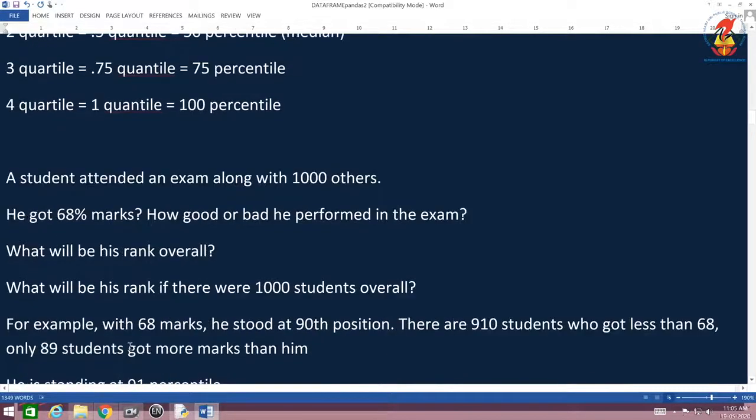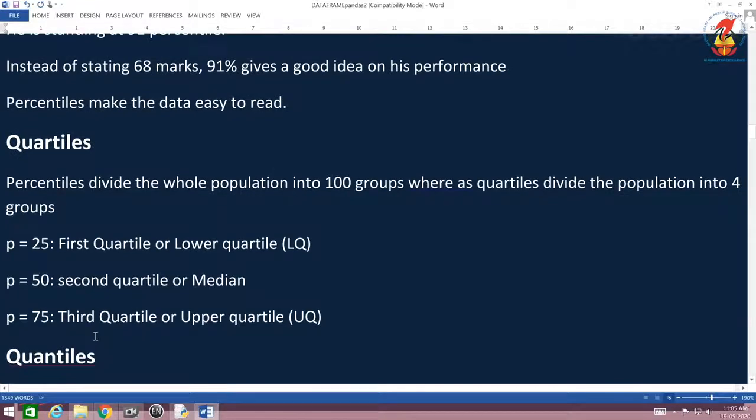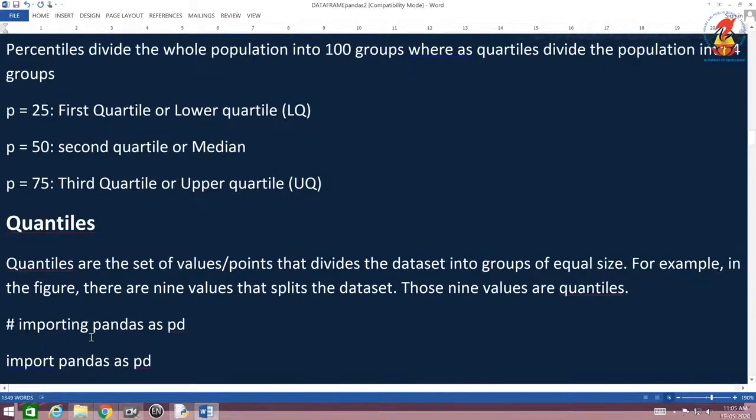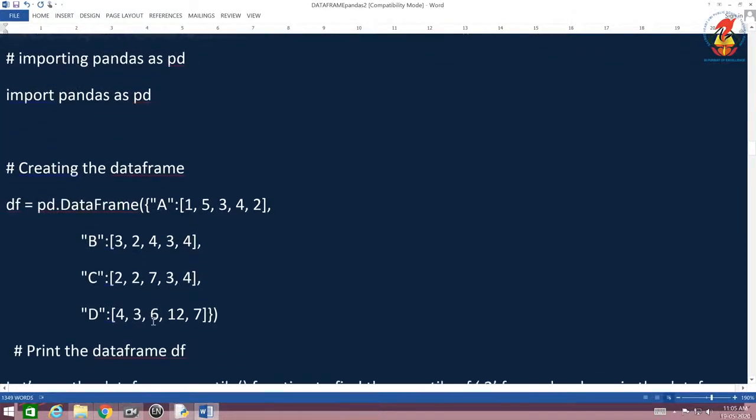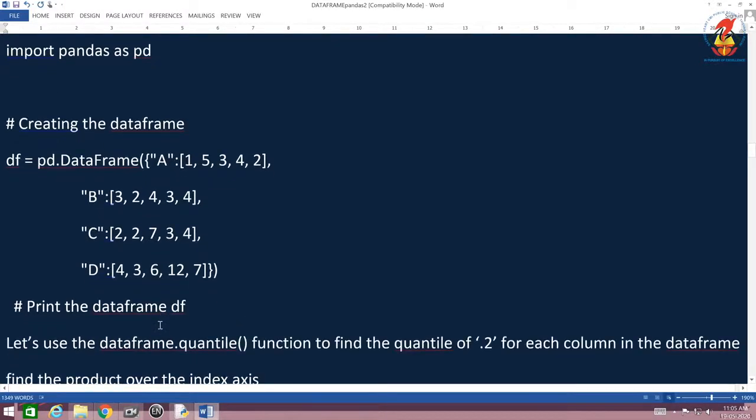Now, let us see one example. I don't know whether it's going to work properly or not. We are going to try it together. So, quantiles are the set of values that divide a data set into groups of equal size. For example, in the figure there are 9 values that split the data set. I have made it short. Print the data frame.